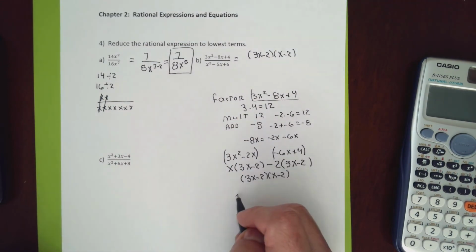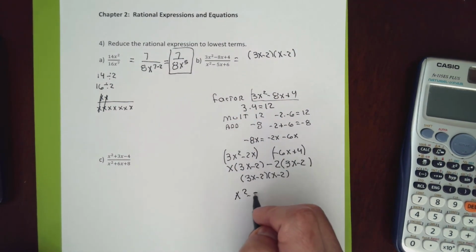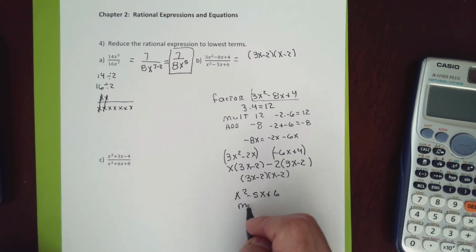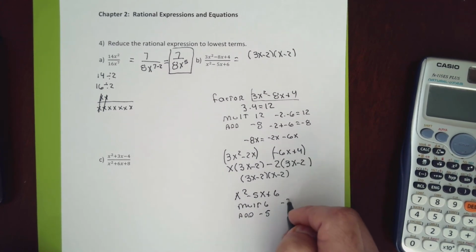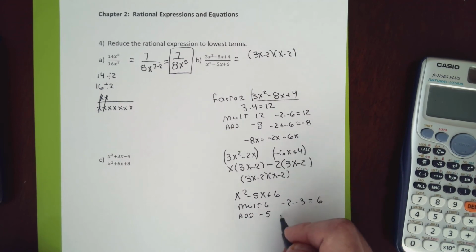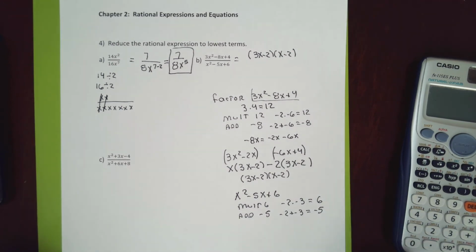The other factoring, the x squared minus 5x plus 6, I can sight factor. I need numbers that multiply to 6, truly add to negative 5, and it's going to be negative 2 and negative 3 on my template. This is the double negative part. Negative 2 times negative 3 multiplies to be 6. Negative 2 plus negative 3 adds to be negative 5.